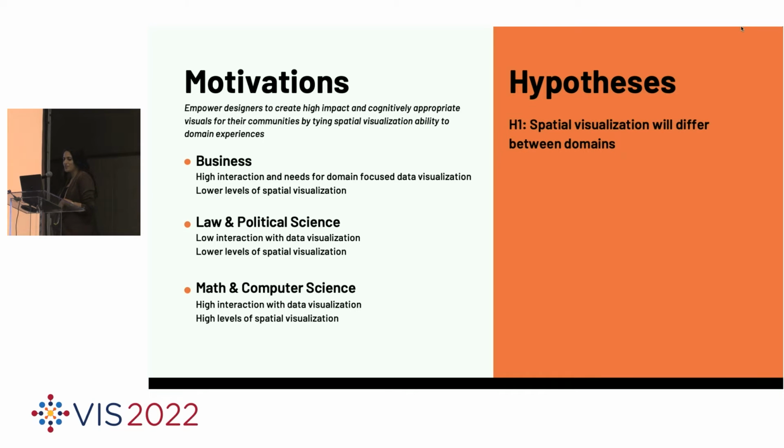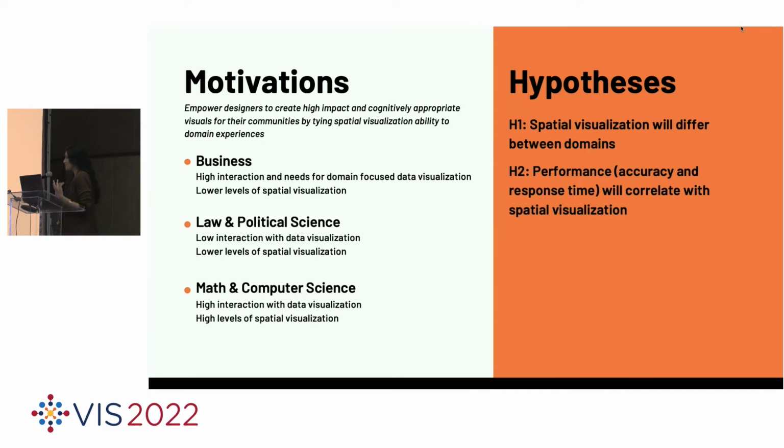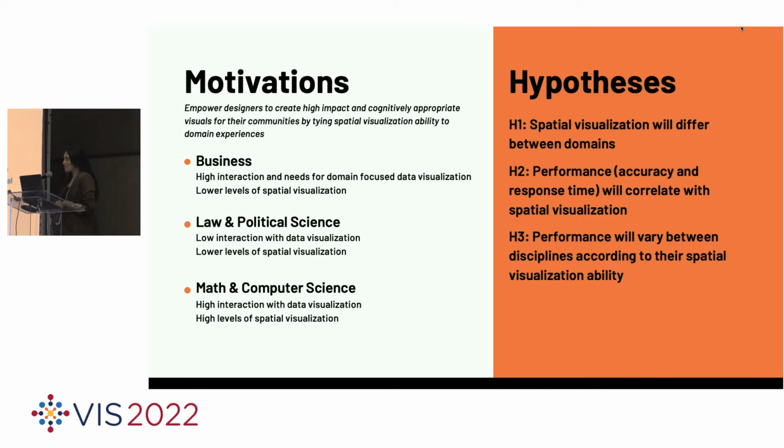Our first was that spatial visualization would differ between our different domains. Second, that performance, which for us was accuracy and response times on the visual tasks, would correlate with spatial visualization across all of our participants. Our third and fourth hypotheses were that performance will vary between disciplines according to their spatial visualization ability and also according to their domain differences, which for us meant how they approach data visualization. Are they confident when they approach data visualization?